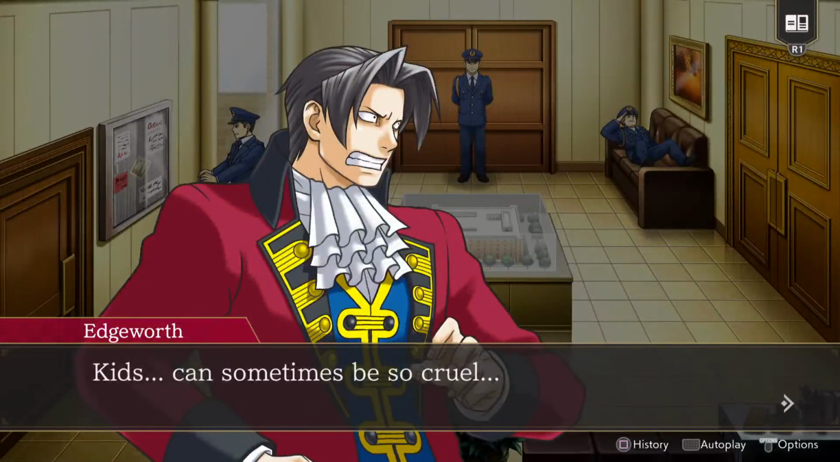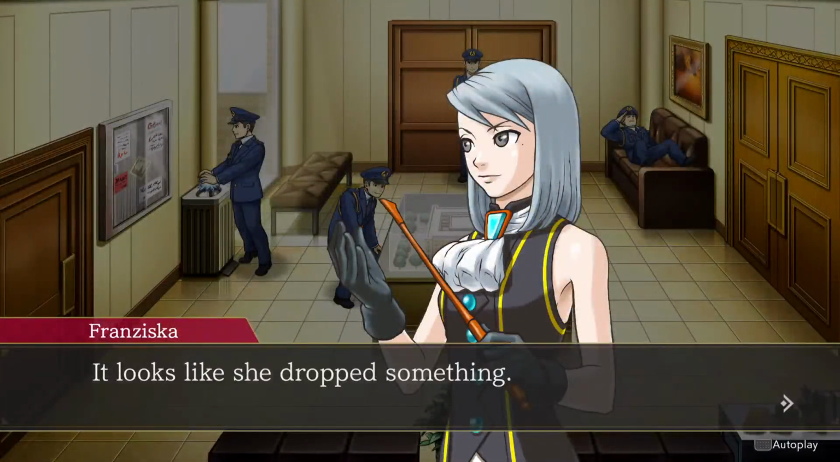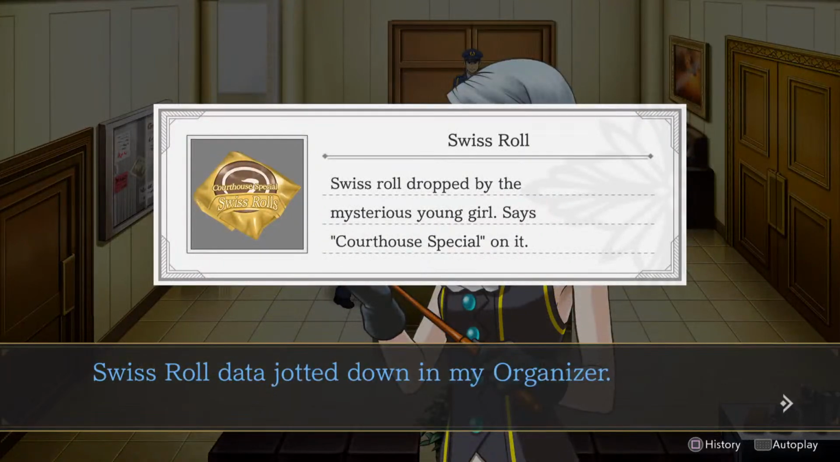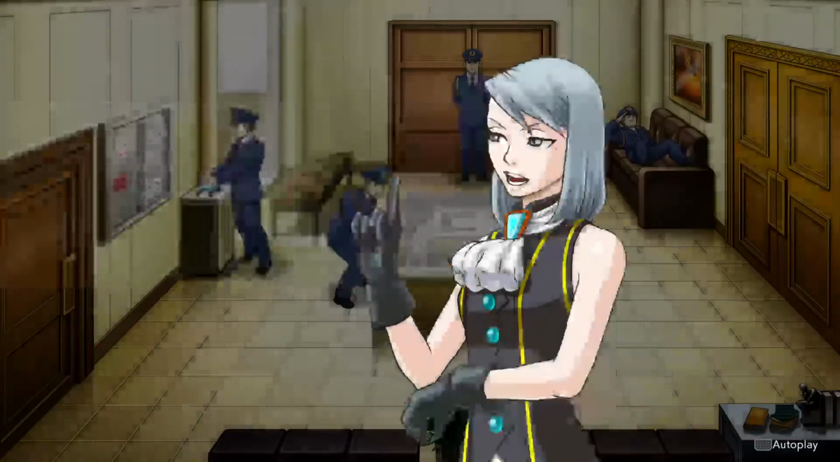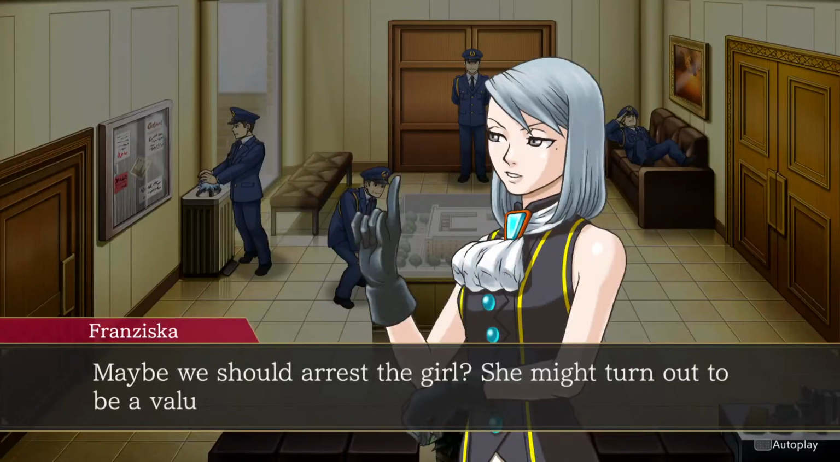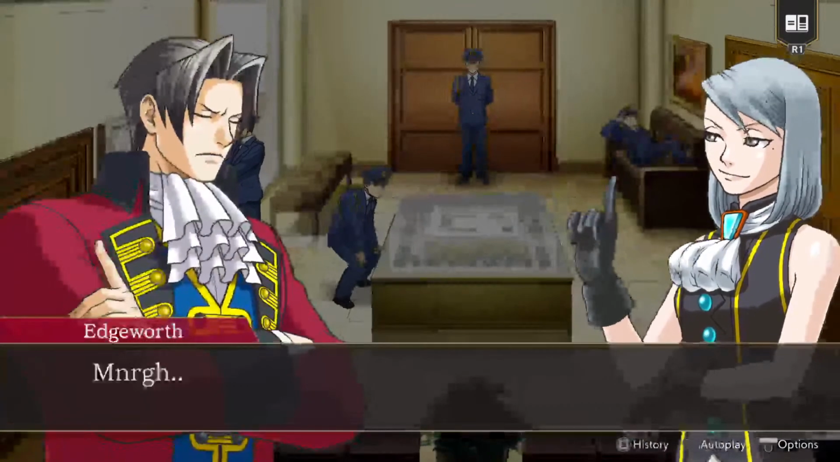Kids can be so cruel sometimes. It looks like she dropped something. What she did, she bought something from the machine. I bet you helped her. Yeah, I bet. Maybe we should arrest the girl. She might turn out to be a valuable lead.